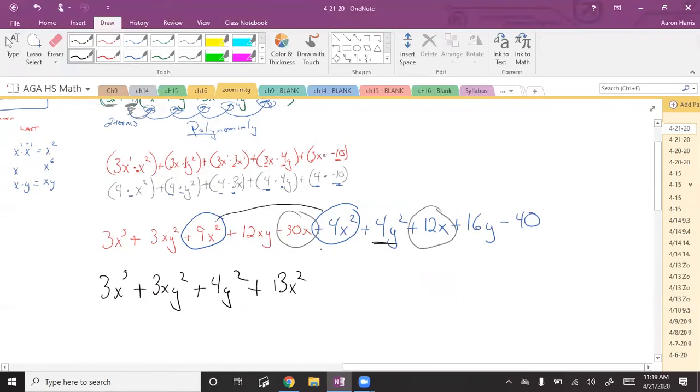Then I have the x's. So negative 30 plus 12. So that's 18, correct? So negative 18x. Then I got this 12y. So plus 12xy. What's left? 16y minus 40. And that takes care of everything. Everything's combined like terms and everything's in order. Does that make sense, Henry?